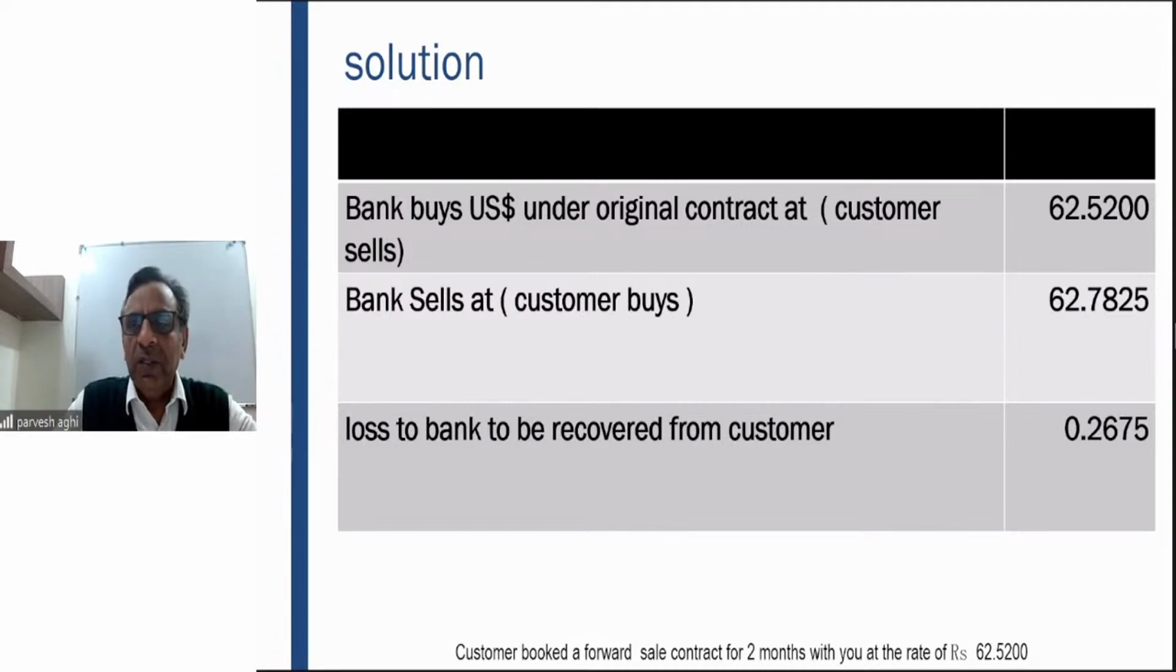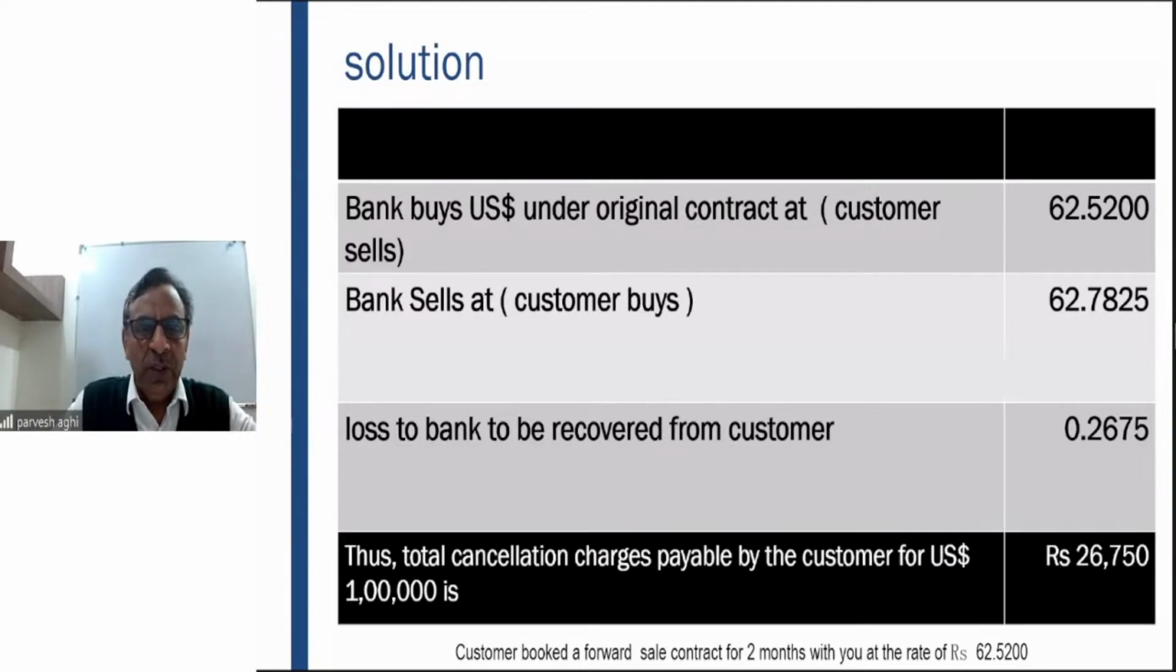So he has bought at 62.78 and he has sold at 62.52. So that means there is a loss of 0.26. So the total cancellation charges would be $1 lakh multiplied by 0.2675, which will become 26,750.